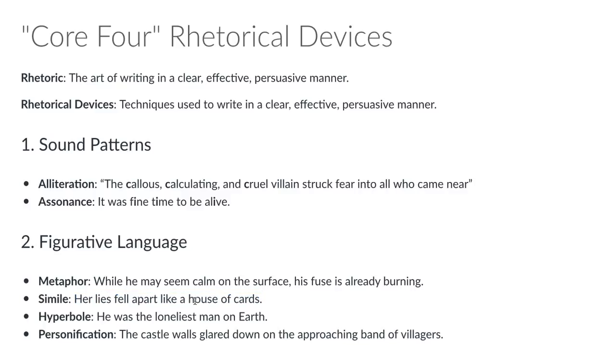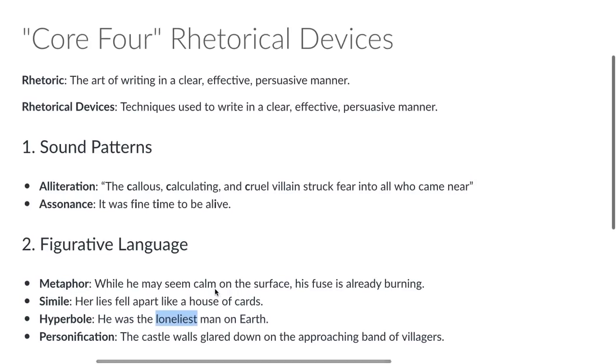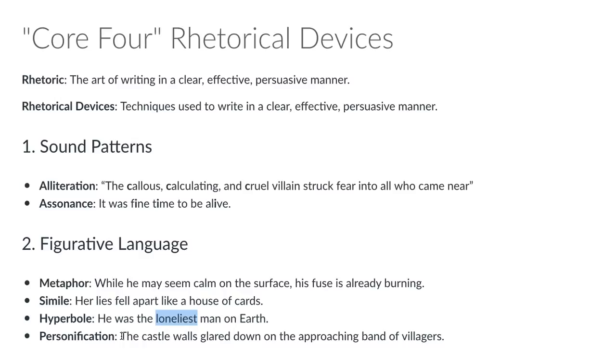So it just gives you a cool visual of something that you're summarizing. A hyperbole is an exaggeration used to make an impact or make a point. He was the loneliest man on earth. He probably wasn't, but it gives you the idea that he was very lonely. And then personification: something that's not human, the castle walls, doing something glaring that humans do. The castle walls glared down on the approaching band of villagers.